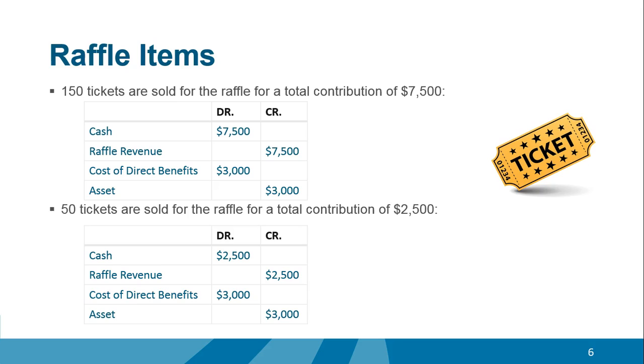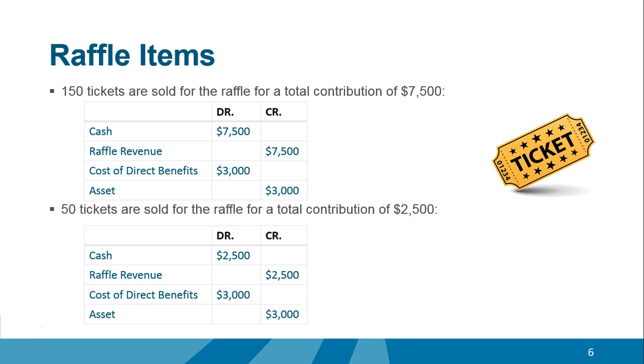In the first scenario, 150 tickets are sold worth $7,500. The entry would first debit cash and credit raffle revenue for $7,500, the total amount of the contribution. Next is the debit to expense or cost of direct benefits and credit to the asset for $3,000, the value of the item raffled off.